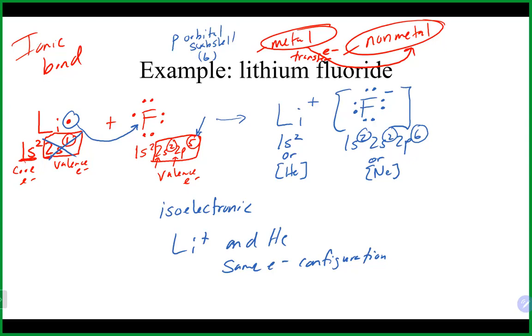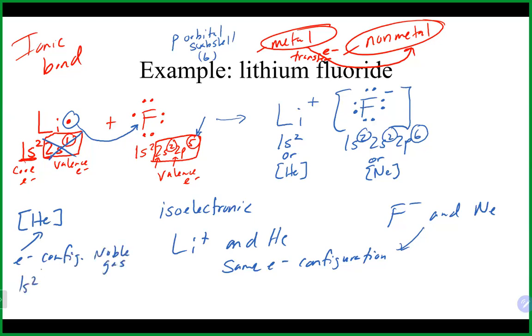Same thing here, fluoride, which has a -1 charge, and neon is the same electron configuration and isoelectronic with each other. When you see these brackets, for example, around helium or even around neon, that means the electron configuration for the noble gas. So it represents 1s2 basically for helium's electron configuration in that case. Other questions?